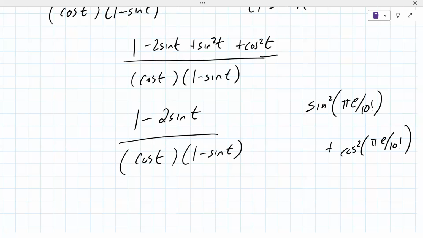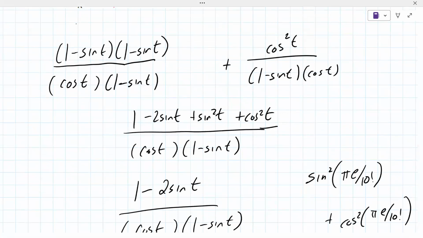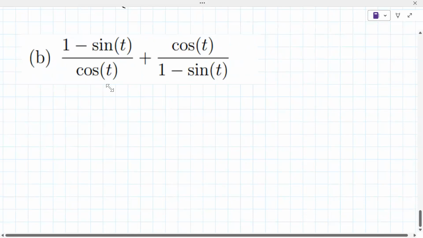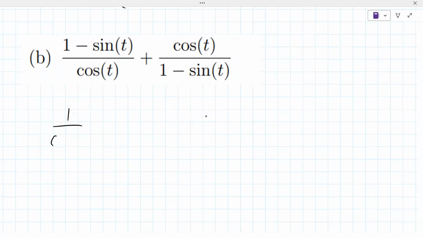I'm missing something. Sometimes what they give you is the right-hand side. Sometimes you don't know what you're going towards, so there's another way you can do this problem. For example, on the left, it's 1 over cosine t, which is secant t, and then you get the minus sine t over cosine t, which is tangent t.